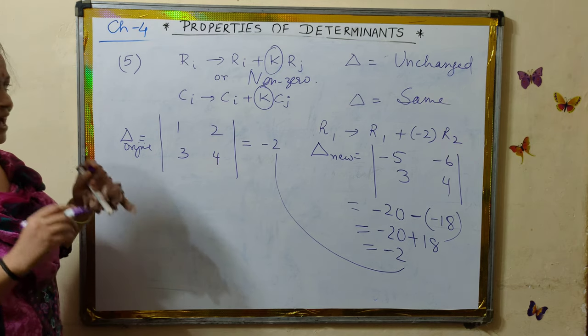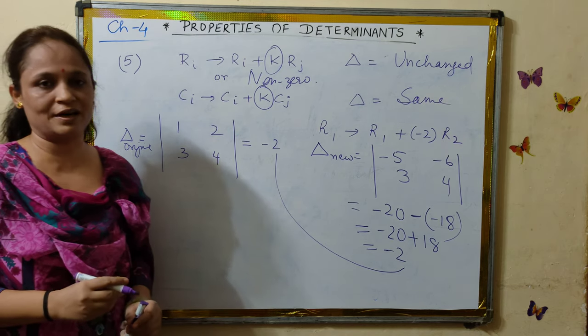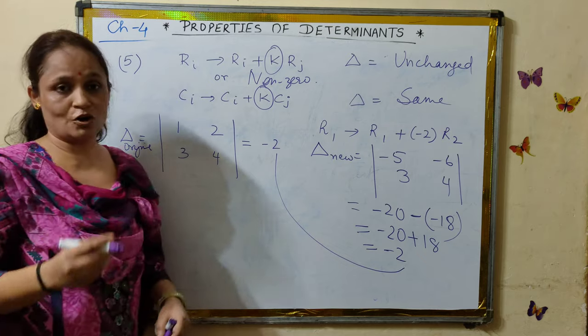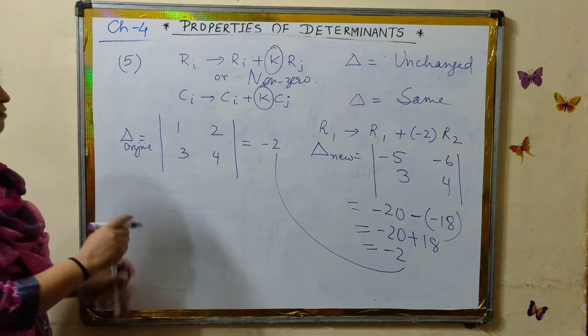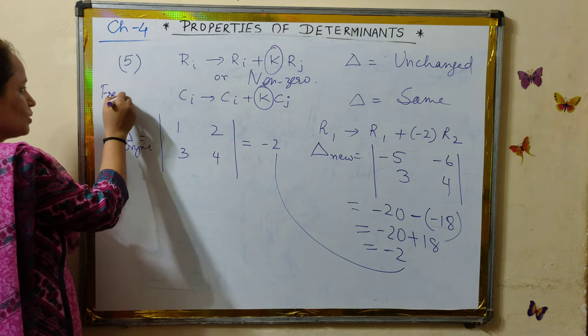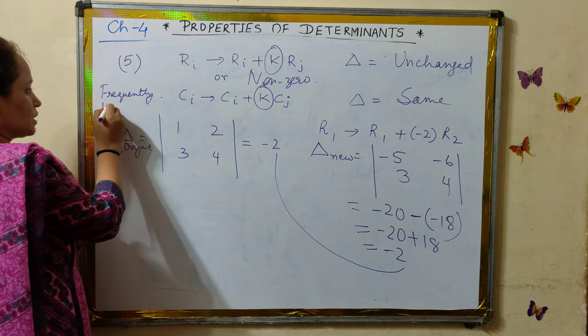That's the fifth property, and we use it very commonly while simplifying determinants. We'll come across many questions where we apply this property. It's a very common, frequently used property. So we can say it is the most commonly used property.